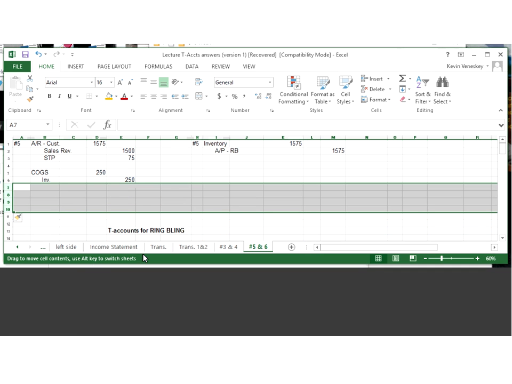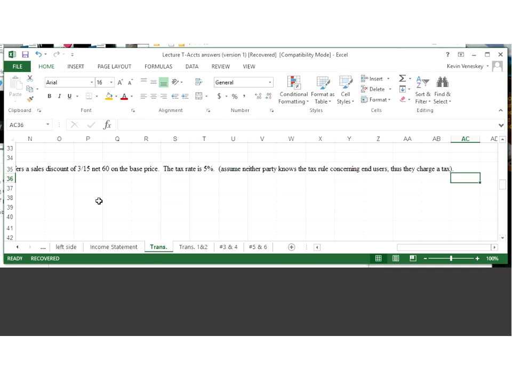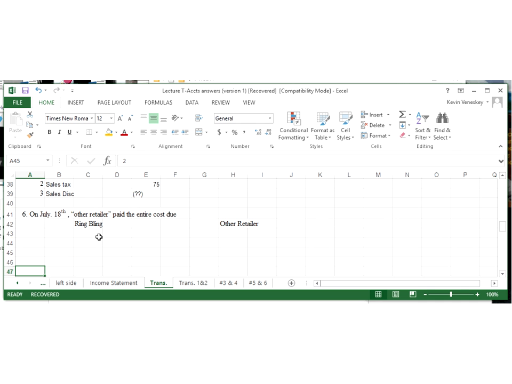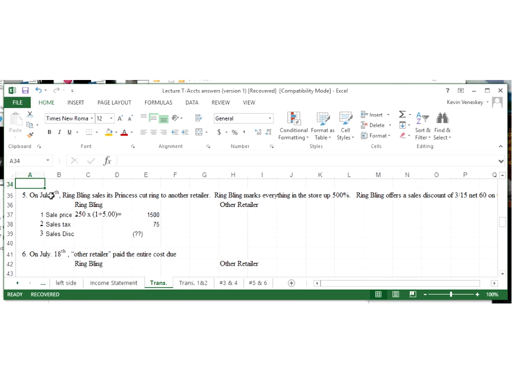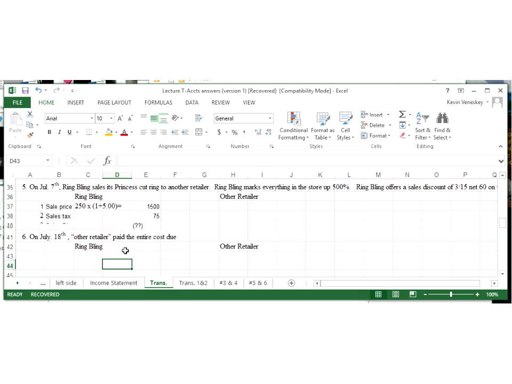Now, the next section of this, number 6, shows that payment was actually made. So I come down here, and the other retailer paid us the entire bill. They paid us on the 18th. I sold it on the 7th. So that's 11 days. According to my discount policy, they have 15 days to get the discount. So they get a 3% discount.